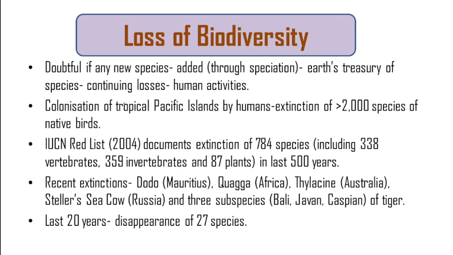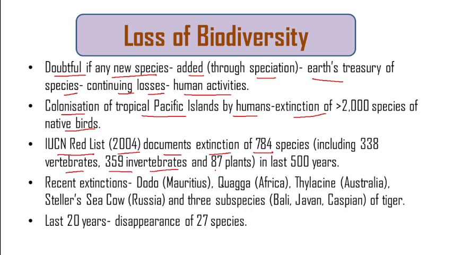Now let's talk about loss of biodiversity. We are doubtful if any new species are added to the biodiversity of the earth through speciation, but we are very sure that the earth's treasury of species is continuously being lost due to human activities. Colonization of tropical Pacific islands by humans has led to the extinction of more than 2000 species of native birds. According to the IUCN Red List, released in 2004, it documents the extinction of 784 species, including 338 vertebrates, 359 invertebrates, and 87 plants in the last 500 years.